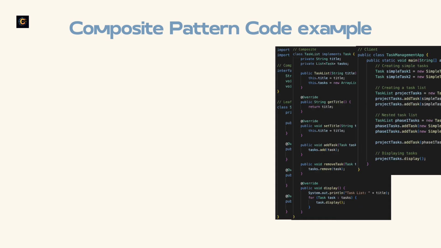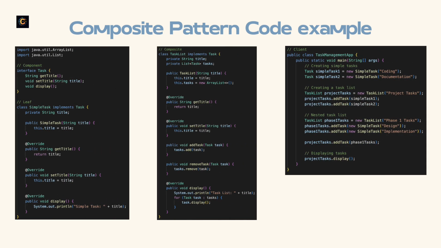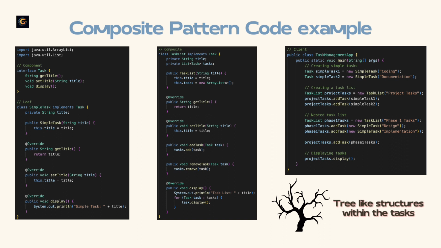We will start with composite design pattern. Here is a simple example where we represent a tree-like structure within the tasks using the composite pattern. We have a task which represents the common interface for both simple tasks and task lists. It defines methods such as getTitle, setTitle, and display. Then we have a simple task which represents an individual task with a title.